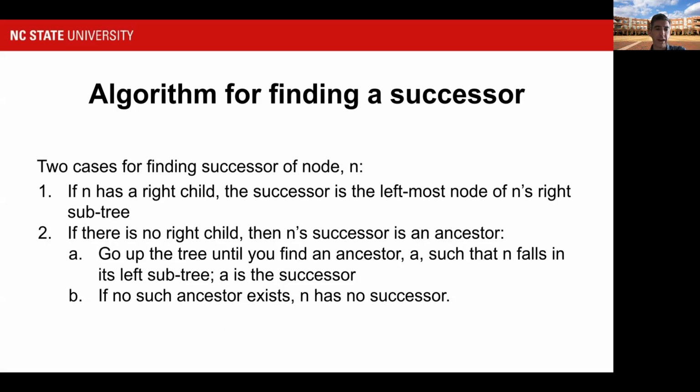Now, if a node has no right child, then the only possibility at that point is for it to have a successor higher up in the tree. And so what we have to do in that case is go up the tree until you find an ancestor such that n falls in the left subtree of that ancestor. And then when you find that ancestor, it's the successor of the node you started from. And if it turns out that there's no such ancestor, then that means there is no successor.